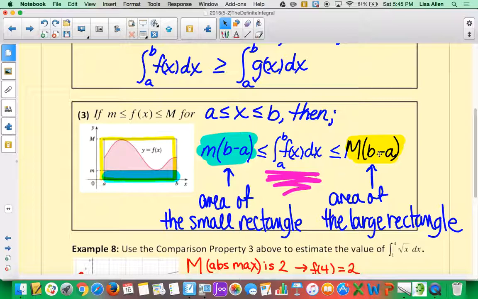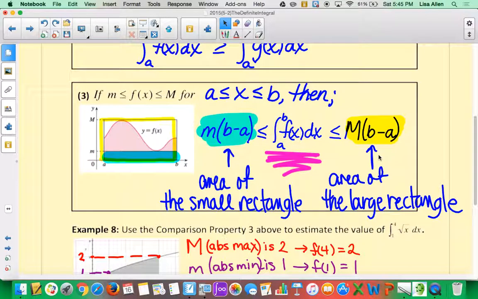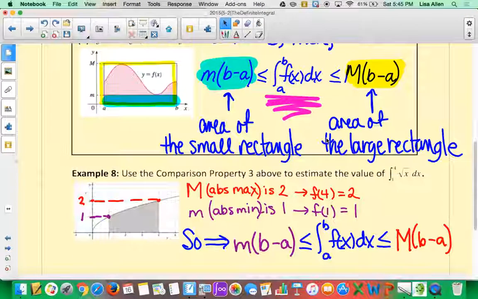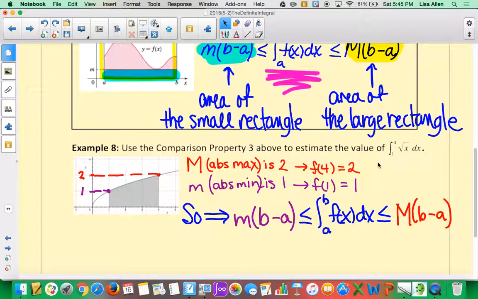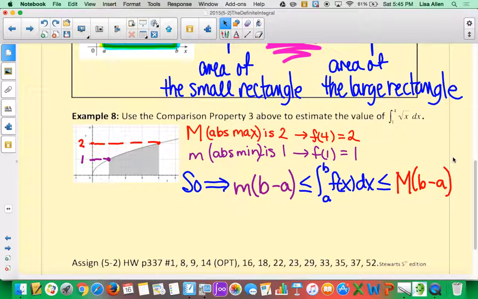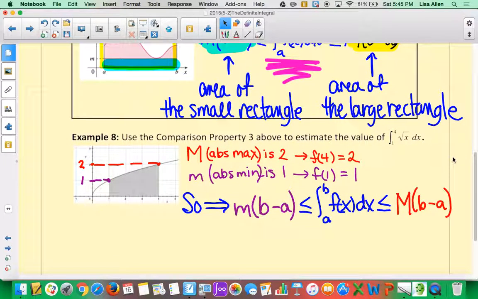And the integral has to fit somewhere in between there. It kind of makes sense, right? The area of the small rectangle is less than the area of the large rectangle, of course, and you have the integral that fits in right between. We are going to use comparison property 3 to estimate the value of an integral. Sometimes we can integrate this integral, other times you can't, and this becomes a very useful procedure.